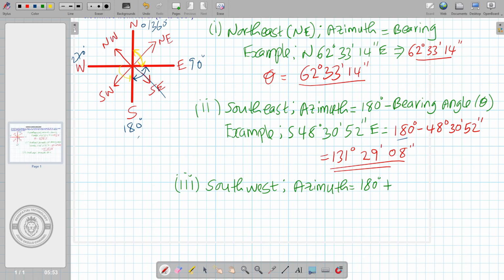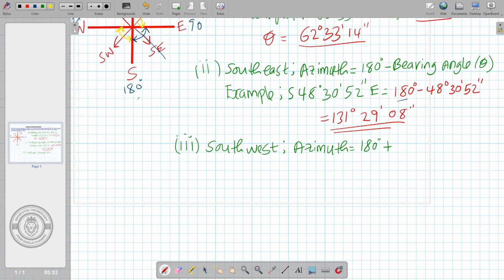Now we are going to look at southwest. Southwest falls under this quadrant here. So a bearing under southwest falls here, and the rule says that if a bearing falls under the third quadrant, southwest, we get 180 plus the bearing angle.